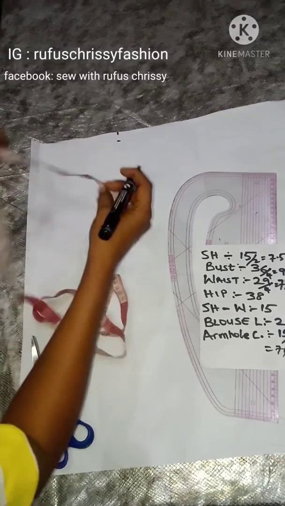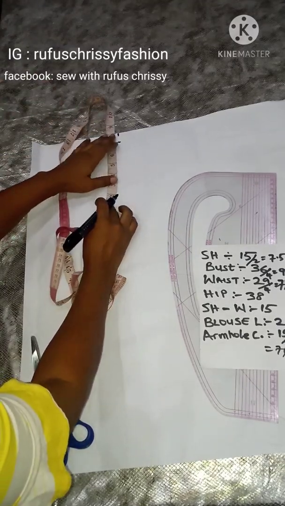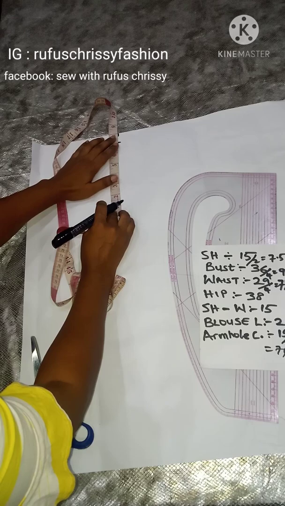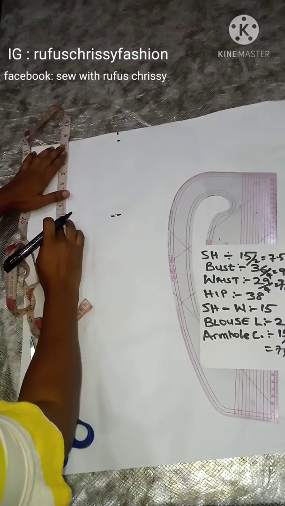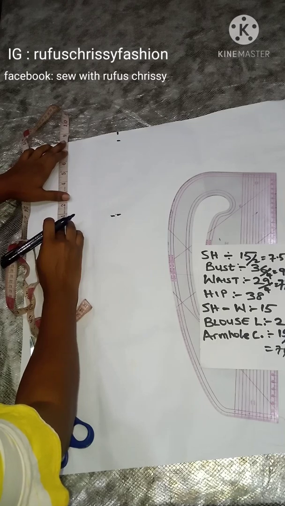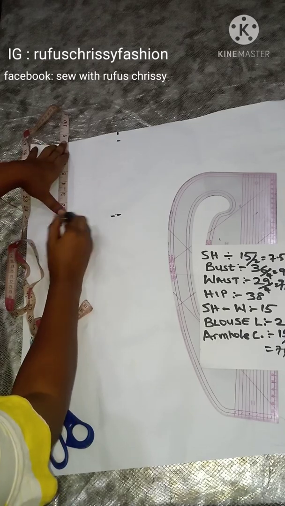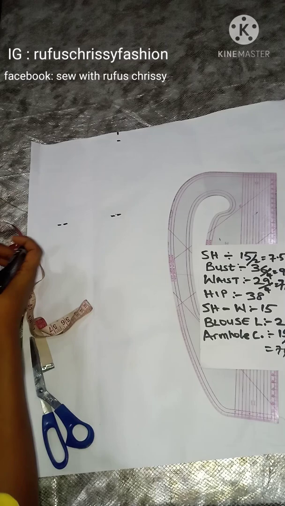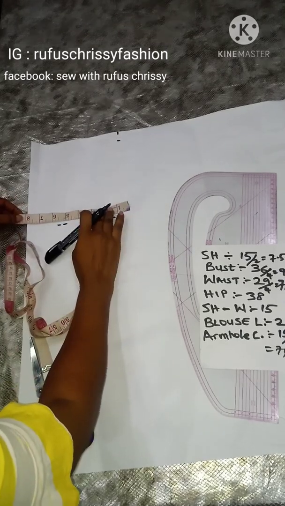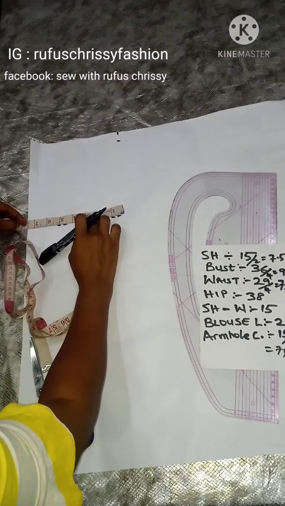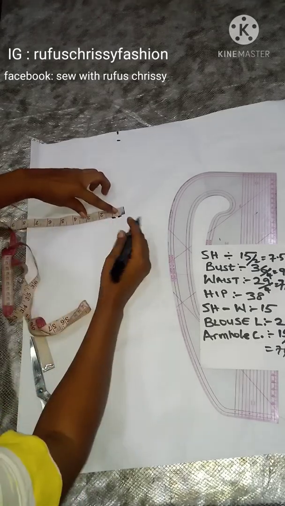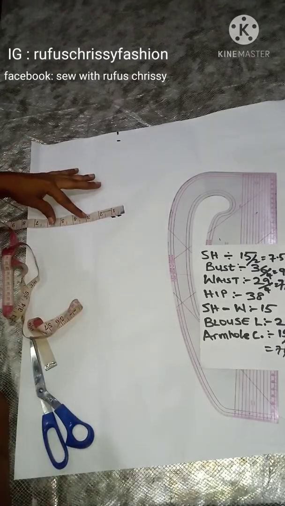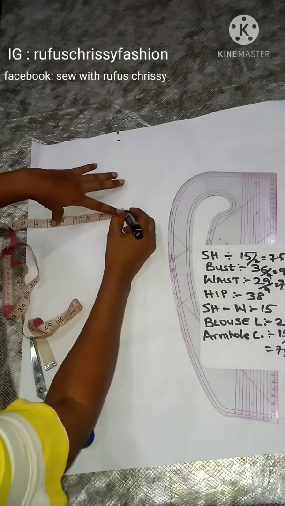So half inch plus 7.5, that gives me 8 inches. If I'm using 1 inch, I'm going to be adding 1 inch plus 7.5. That will give me 8.5. But for this very one, I'm using 7.5. So this 7.5, I have to confirm it here. I have to retake that 7.5 here and mark.